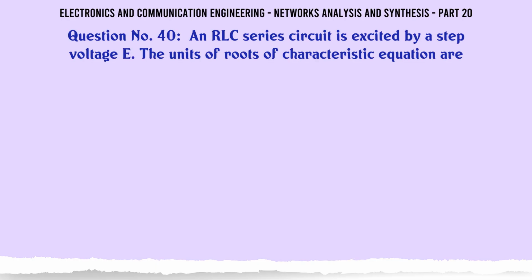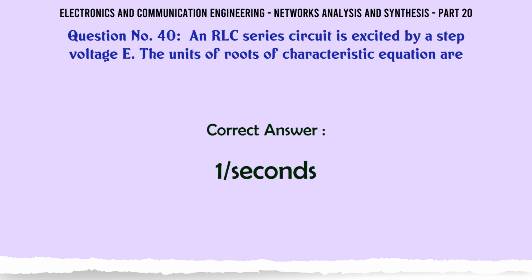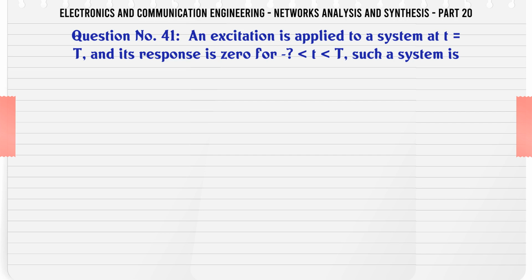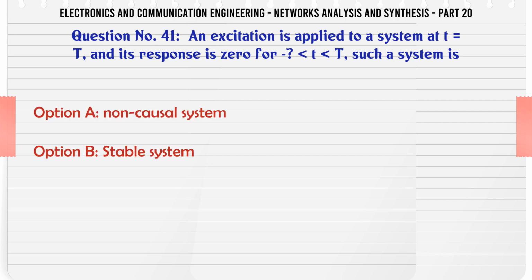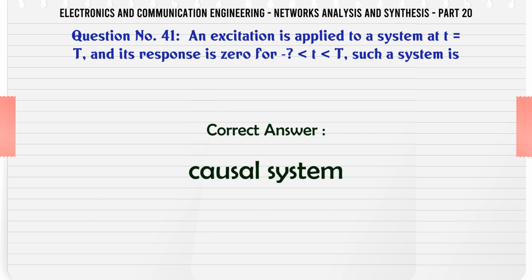An RLC series circuit is excited by a step voltage E. The units of roots of the characteristic equation are A. Seconds, B. 1/seconds, C. Tesla, D. Henry. The correct answer is 1/seconds. An excitation is applied to a system at t = 0 and its response is 0 for t < 0. Such a system is A. Non-causal system, B. Stable system, C. Causal system, D. Unstable system. The correct answer is causal system.